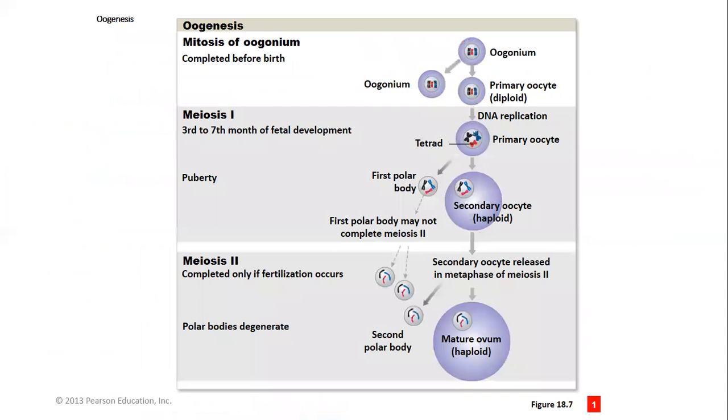So there's a figure of the process. If you want to go back and listen to what I just walked through with this actual figure, if you were doing that already, that's great. So mitosis of the oogonium basically provides an oogonium and then a primary oocyte that will head into meiosis. This will continue to divide, head into meiosis, and then be frozen for a period of time until puberty occurs, which then stimulates meiosis I to continue.